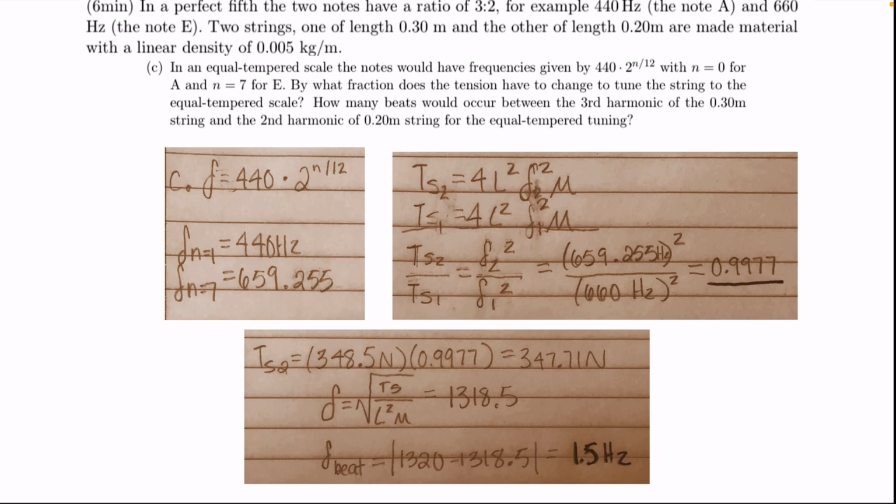And since we're using these same equations, we can remember from the previous step that the other one was 1320. So whenever you find this new difference, you get 1.5 hertz between these two strings. So that means that the beat is 1.5 per second, 1.5 beats per second. So that's the answer for part C.